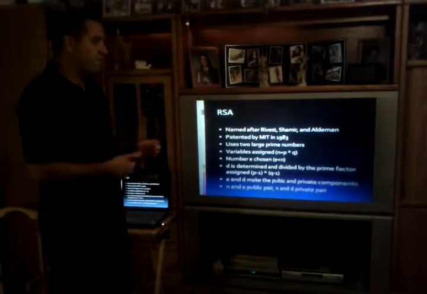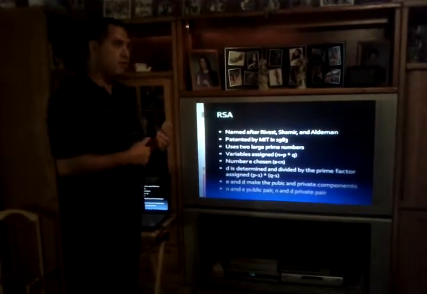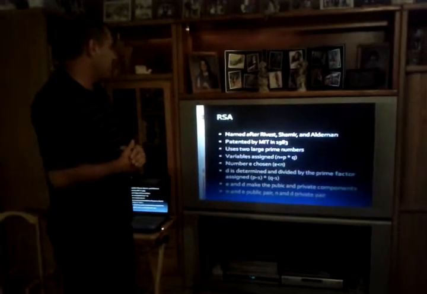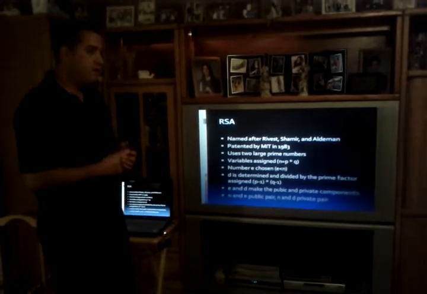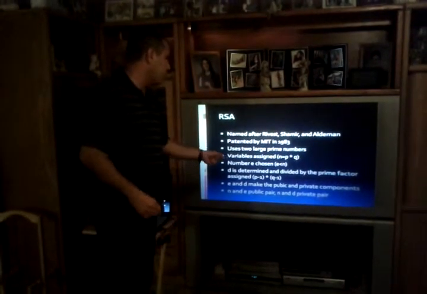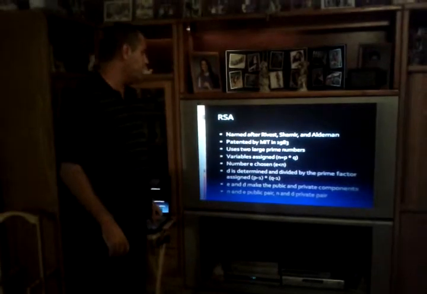RSA was named after three workers, Rivest, Shamir, and Adleman. They patented it in 1983. It used a set of large prime numbers, and the next thing that happens is the variables are assigned in this equation: n equals p times q.